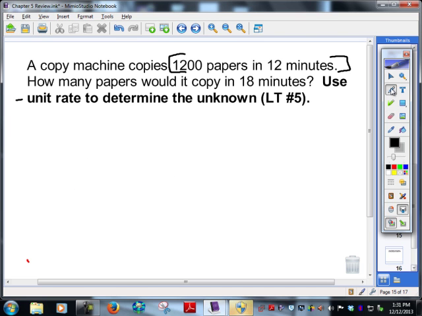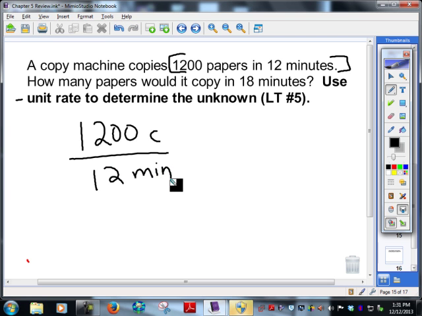So now, going back to this problem, let's think for a minute. If I had this machine, it's doing 1,200 copies in 18 minutes, or I'm sorry, 12 minutes. I could also write it like this, right? 12 minutes for 1,200 copies. Now, what would make more sense here, guys? What would make more sense? To figure out how much time per copy, or how many copies per minute.